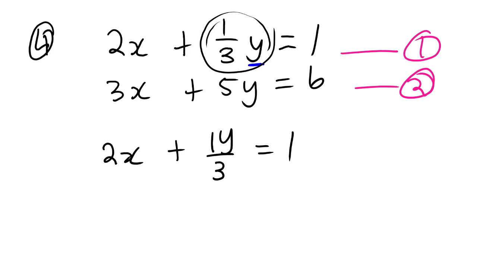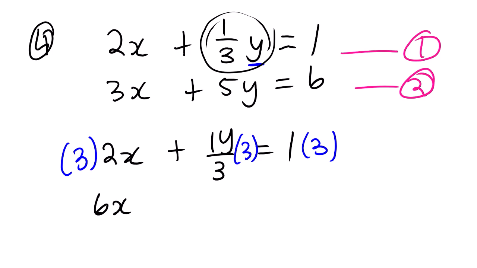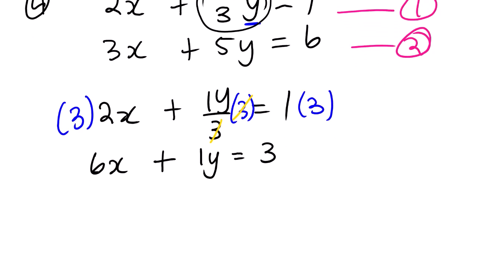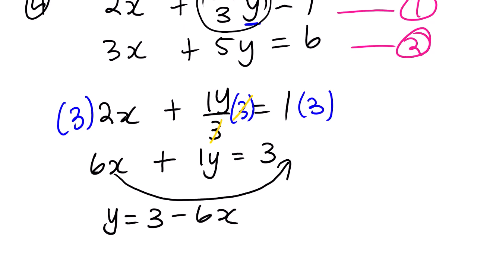So we are going to multiply each and every term by the number causing the fraction. Now 2x multiplied by 3, we are going to have 6x plus 1y over 3 multiplied by 3. So this will get rid of this. We are left with 1y equal to 1 multiplied by 3, it's 3. Now in this case, we make y the subject of the formula. We need to transpose this to the other side. So we are left with y equal to 3 minus 6x. So this will be our equation 3.